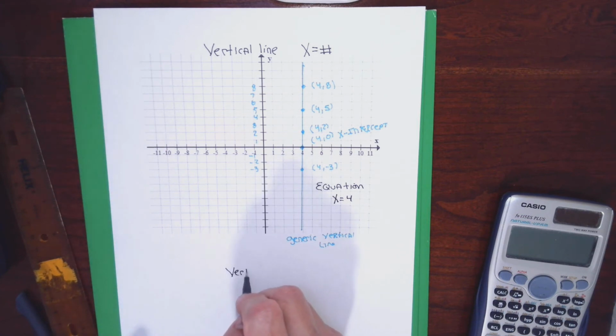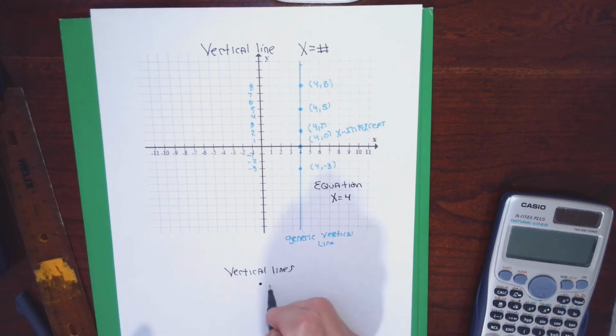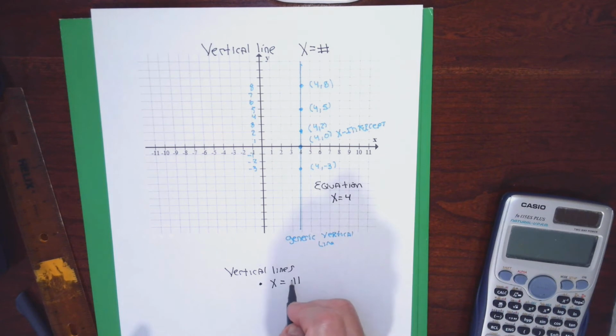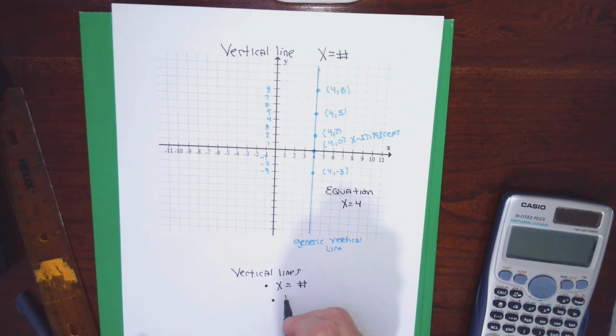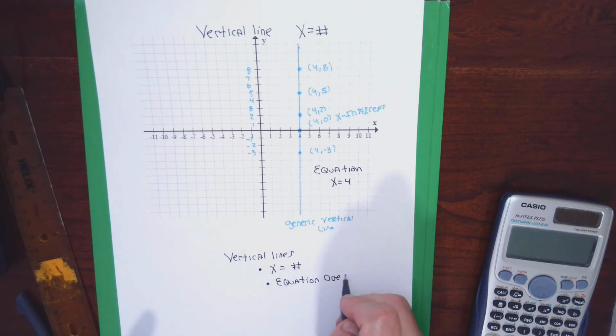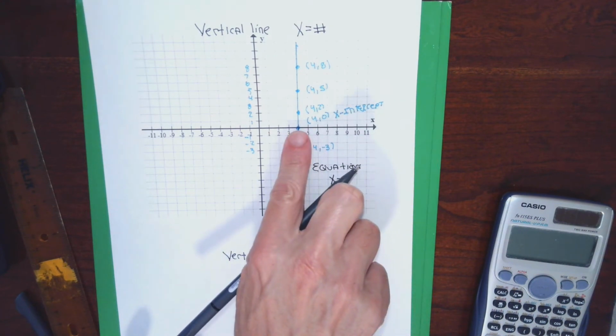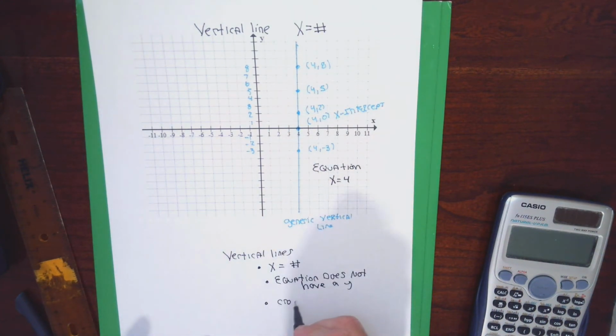Vertical lines. They all can be written as x equal to some number. The equation doesn't have a y. If I'm going to graph and get a perfectly straight up and down line, the equation only has an x. It does not have a y. The graph has an x-intercept. It crosses the x-axis.